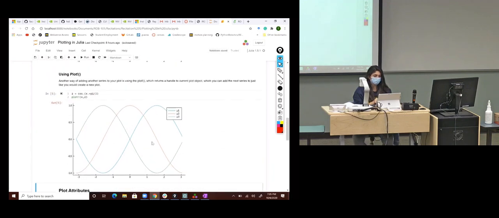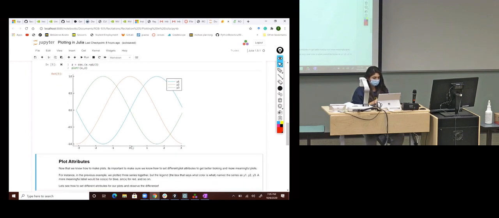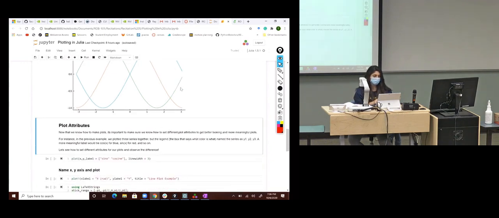Now, as we were talking about how there's ways to make our plots more legible and more appealing, and a lot of the times it's even necessary to specify things for our plots to even make sense. Like in this case, if I didn't know that these were sine and cosine waves, there's no way of knowing what is y1, y2, y3.